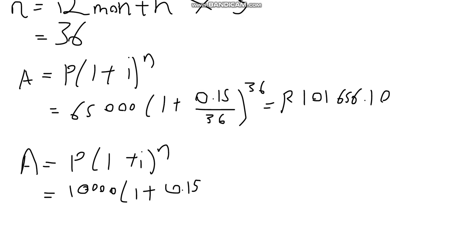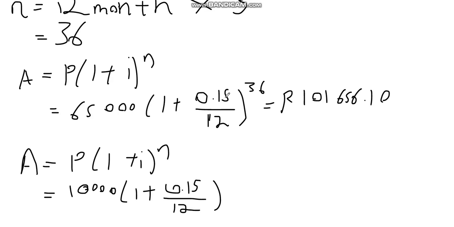Our interest rate is still 0.15. Then that 0.15 you divide it with your n, guys. Because it's still compounded monthly, we are supposed to divide that one with 12. Just a correction, guys: it is divide by 12, not 36. Apologies on that. Here it's divided by 12.